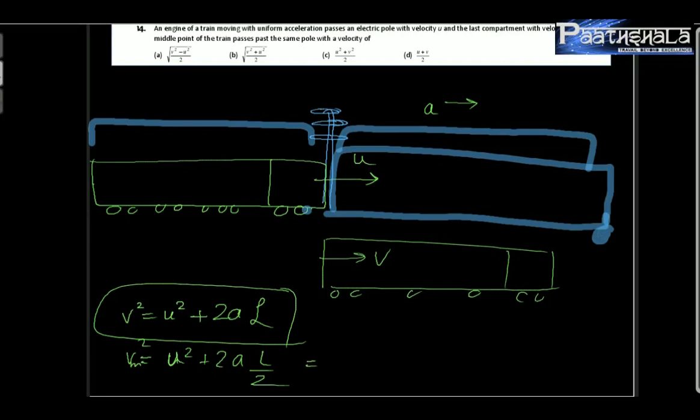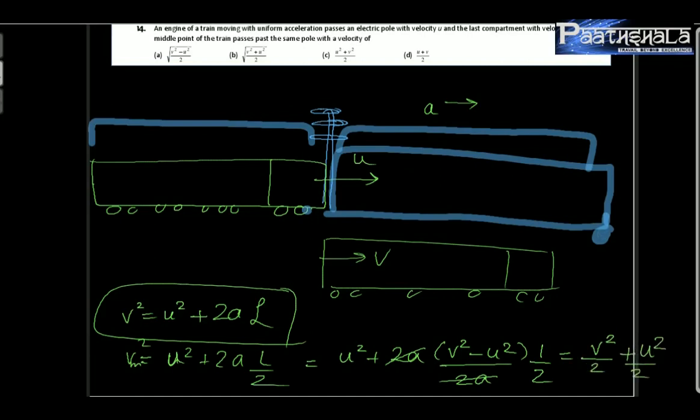So this is equal to U square plus 2A. Instead of L, what can we write? V square minus U square upon 2A, whole divided by 2. For L by 2, I have just substituted L. So 2A goes away. What do I get? This is equal to V square by 2 plus U square by 2. Actually, when you simplify it, it comes out to be V square by 2 plus U square by 2.